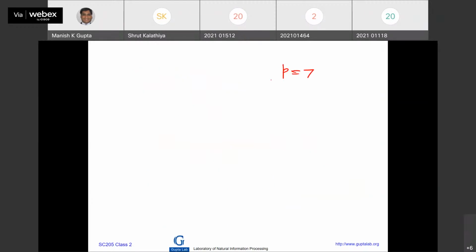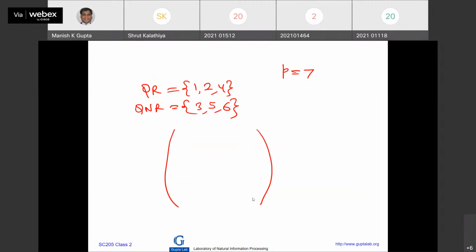P is equal to 7. What are the quadratic residues? And quadratic non-residues? 3. So I am constructing a matrix: 1, 2, 3, 4, 5, 6. Sorry, 0 is also there. 0 is neither a quadratic residue nor a quadratic non-residue.